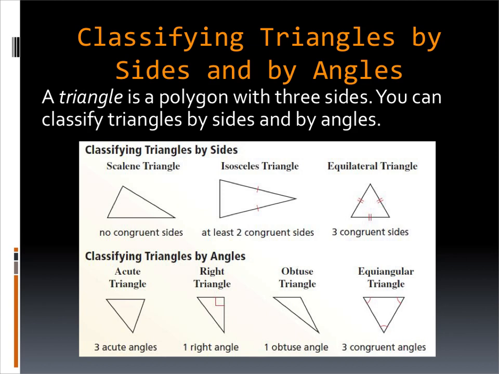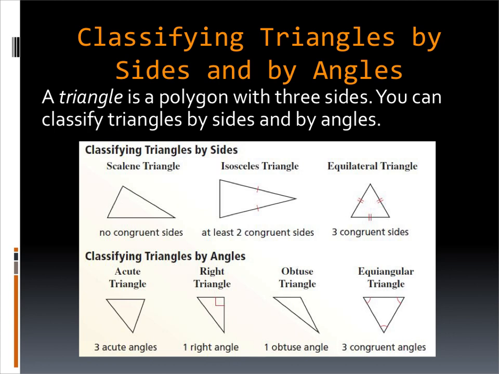If you're going to classify triangles by their angles, then there are 4 types. There is an acute triangle, a right triangle, an obtuse triangle, and an equiangular triangle. An acute triangle has 3 acute angles. A right triangle has 1 right angle. An obtuse triangle has 1 obtuse angle. And an equiangular triangle has 3 congruent angles.